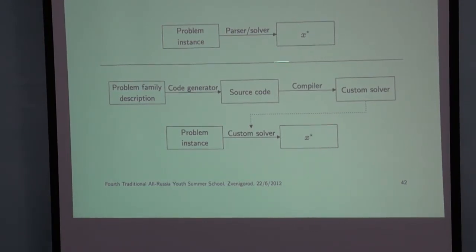A code generator looks like this. You describe the entire problem family. The code generator then generates source code, like flat C. Then you compile that into a custom solver, at which point you have an unbelievably fast function that maps problem instances into solutions. And of course, this is computer science from 1960. So this is not exactly a new idea.